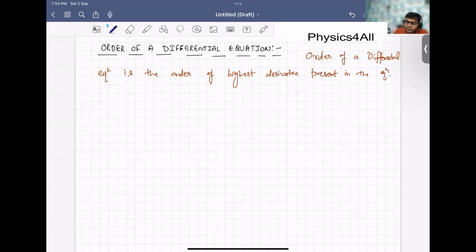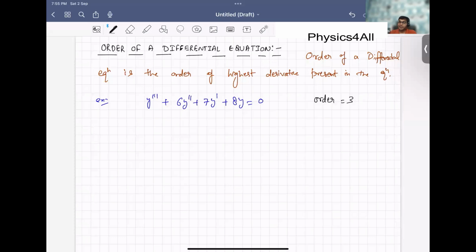For example, suppose I give you any random example like y triple prime plus 6y double prime plus 7y prime plus 8y equals 0. Suppose I give you this. What's the order of this equation? Order is 3 because you see the third derivative is involved in it, right? Third derivative is involved in it. Okay. All right. So that's the order of the differential equation.